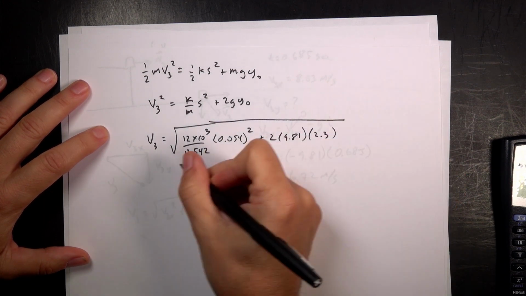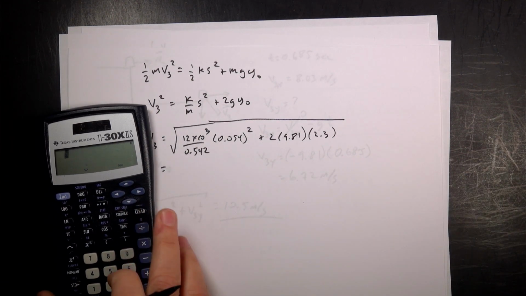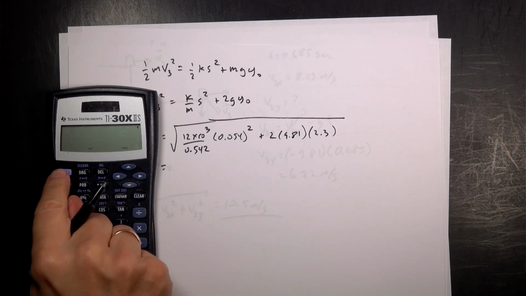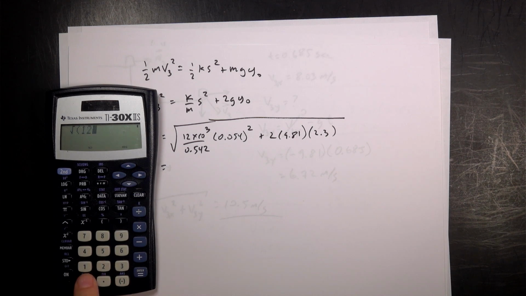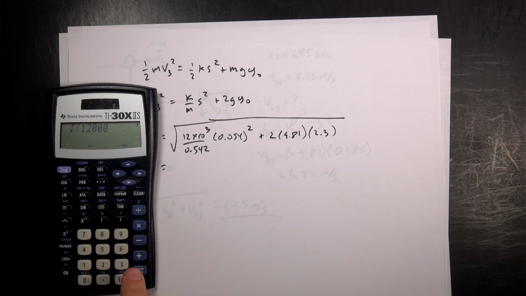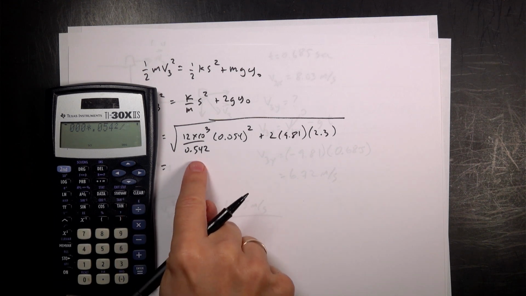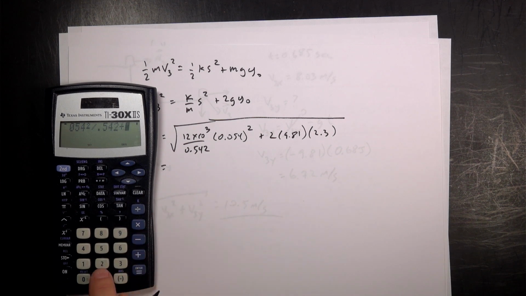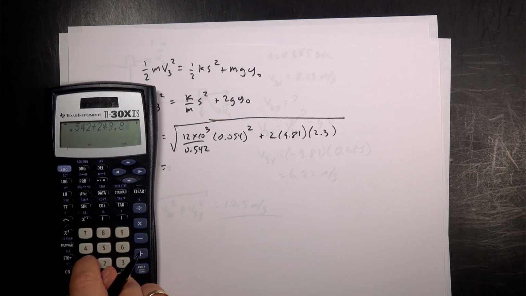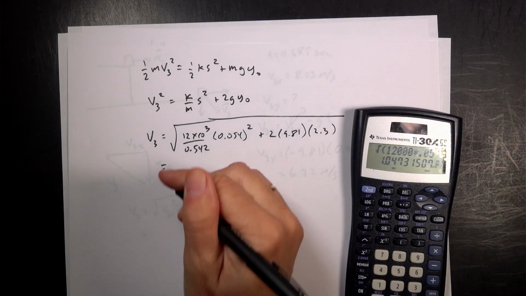Okay, so this one, be careful entering into your calculator because you've got a bunch of stuff. So let's do this. Clear. Okay, so I'm going to say square root. Now I'm going to do this, 12. I'm going to do 1, 2, 1, 2, 3. And now I'm going to multiply by this. So times 0.054 squared. And then I'm going to divide by this. That way I don't use parentheses. 0.542. And then I can add this plus 2 times 9.81 times 2.3, close parenthesis, equals 10.5.